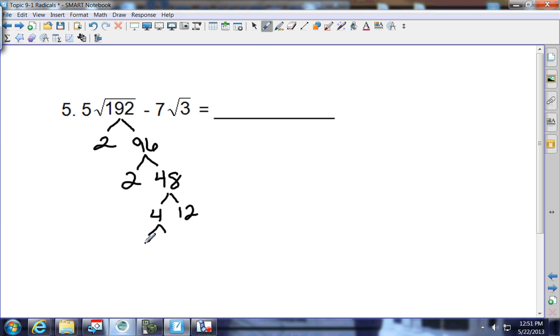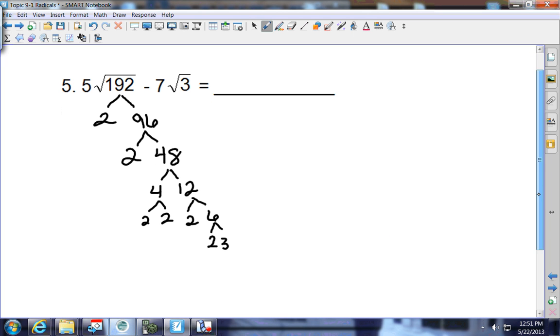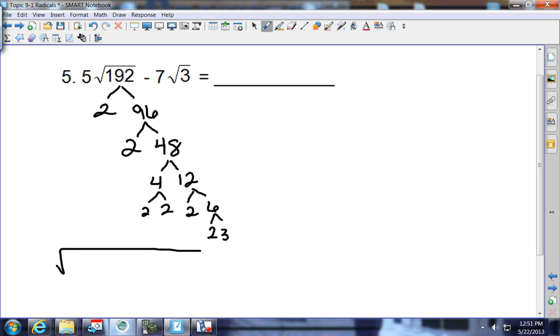And then 4 splits up into 2 and 2. All right, these are still prime. So now my 12, 2 and 6, or 3 and 4, whatever. 6 is 2 and 3. All right, there's a whole lot of numbers going on right here. Okay, so let me put them all underneath the square root sign so I can see it. 1, 2, there's 2 2's. Here's 2 more. 2 more. And then the 3. Whew. And don't forget about the 5 that goes out front.